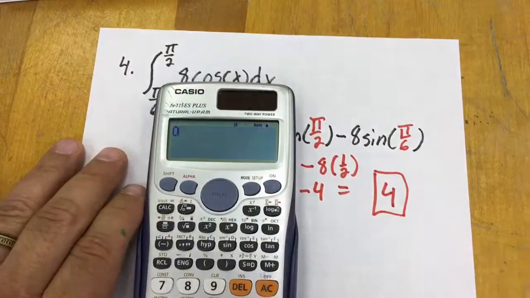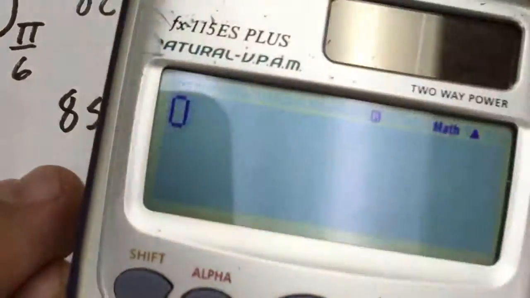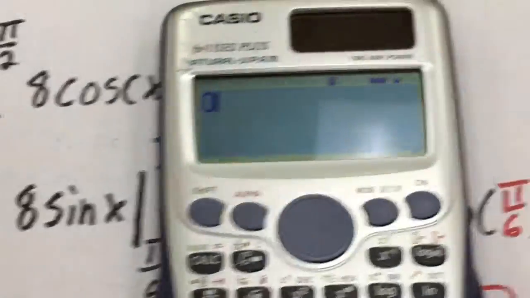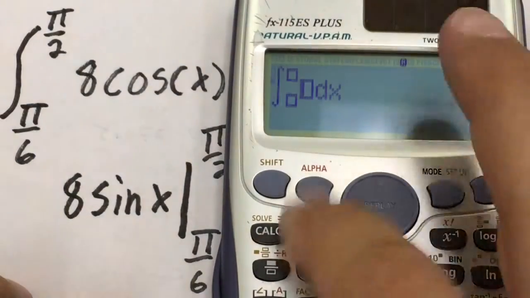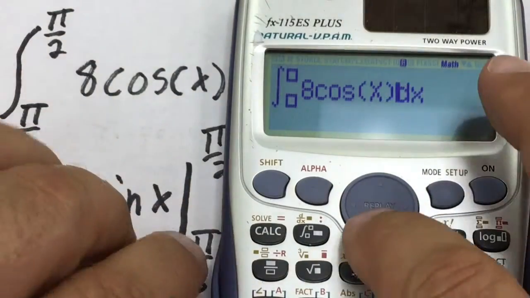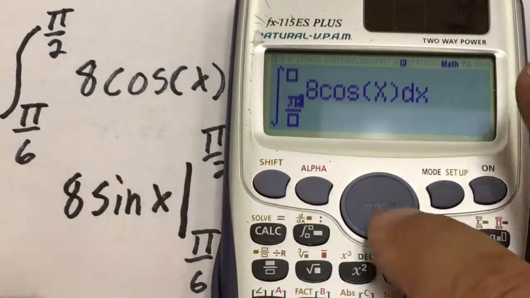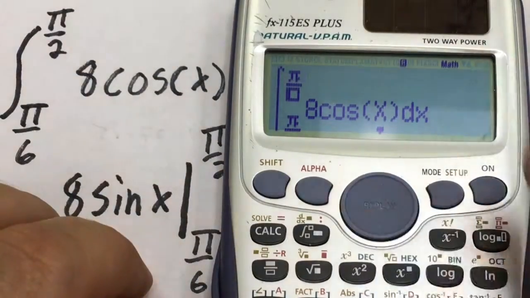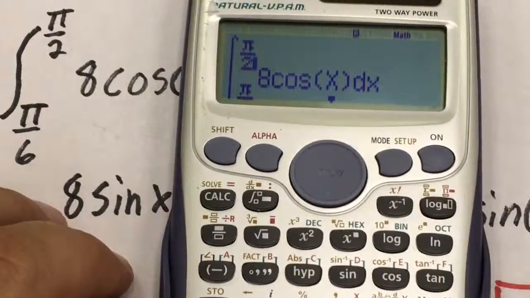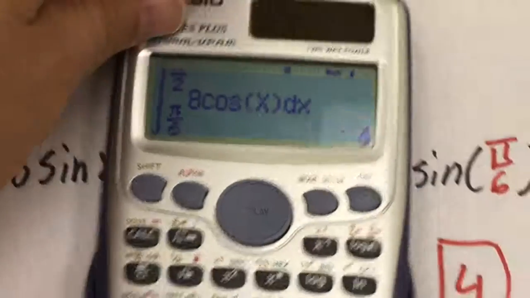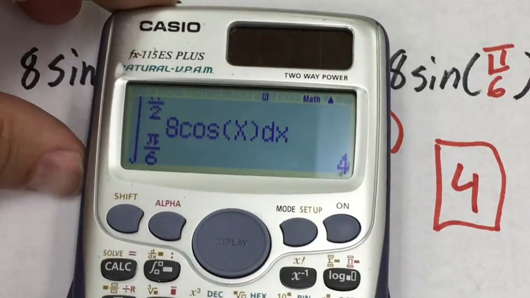Let's make sure I'm in radian mode. And yes, I believe I am. There's a little r there. I see the little r. And let's see how well it does with a trig function. Integral of 8 cosine alpha x, close parentheses, you have to be careful, from pi over 6 all the way up to pi over 2. And remember, my by hand answer was 4. It's thinking, and there it is. It took a while to do it, but quicker than me doing it by hand and absolutely more accurate.